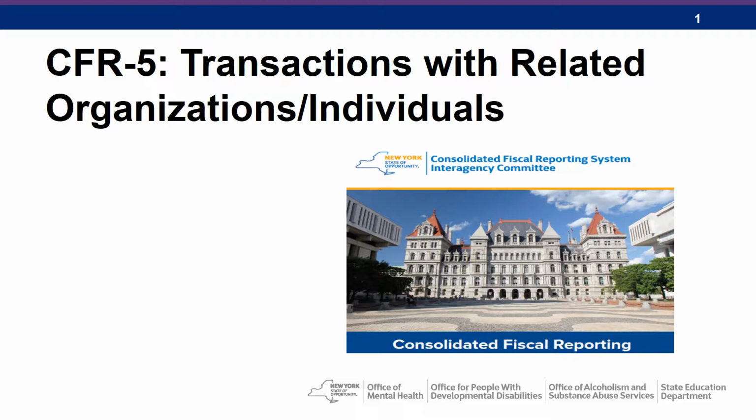The CFR 5 schedule is used to report all transactions between the reporting entity and a related party, of which one entity may have the ability to significantly influence management or the operating policies of the other to the extent that one of the transacting parties might be prevented from fully pursuing its own separate interest. For additional details regarding the CFR 5 schedule, please refer to Section 18 of the CFR manual.